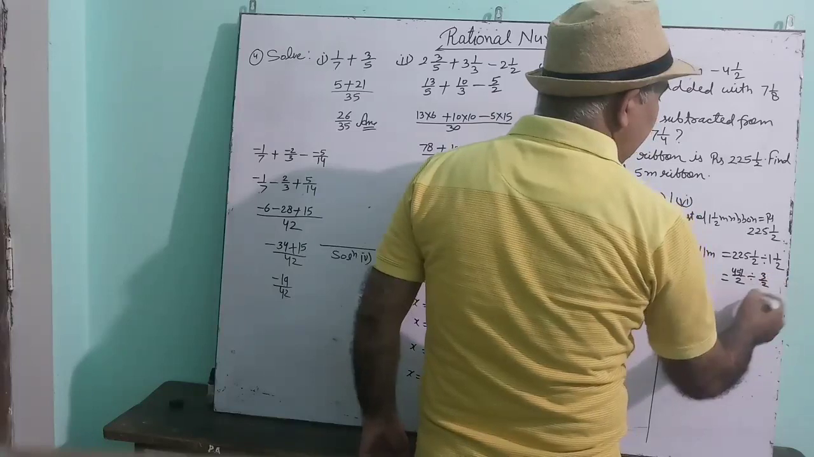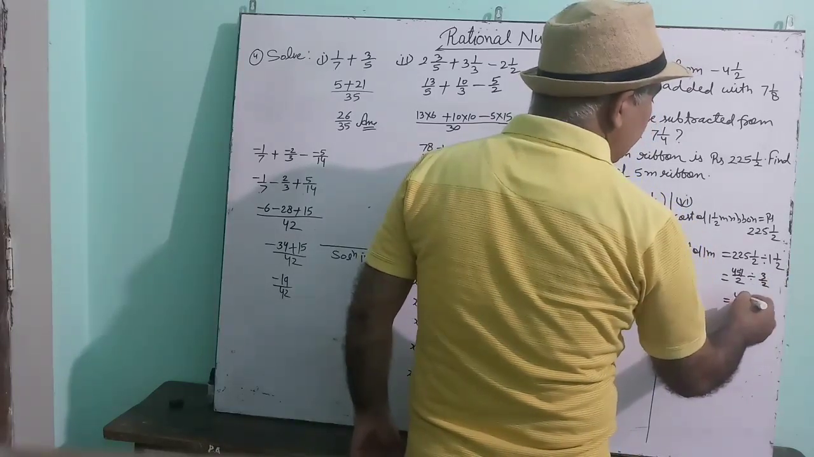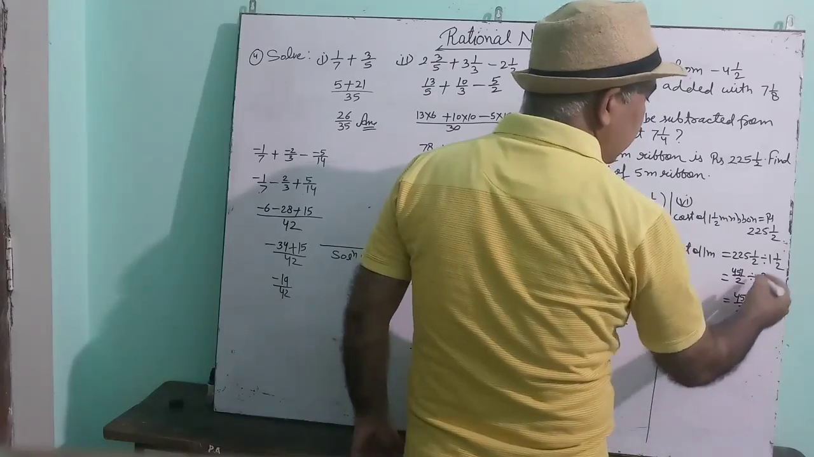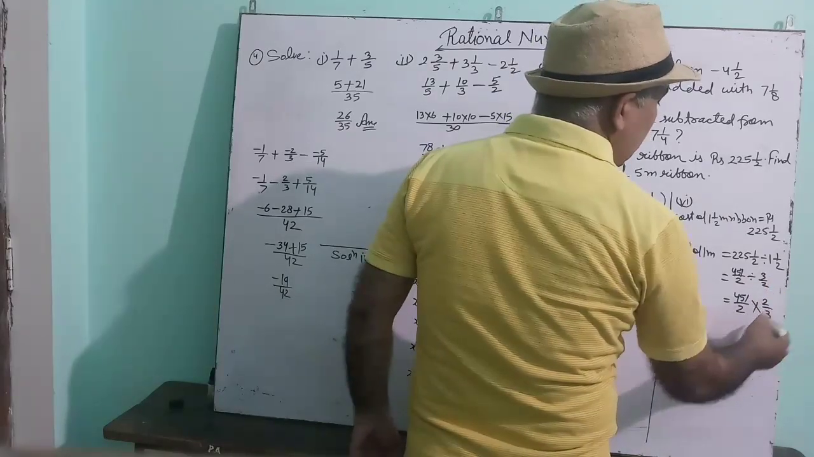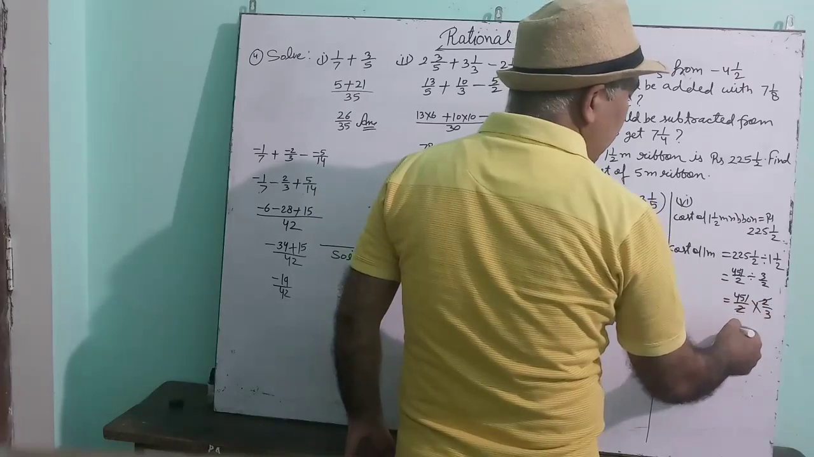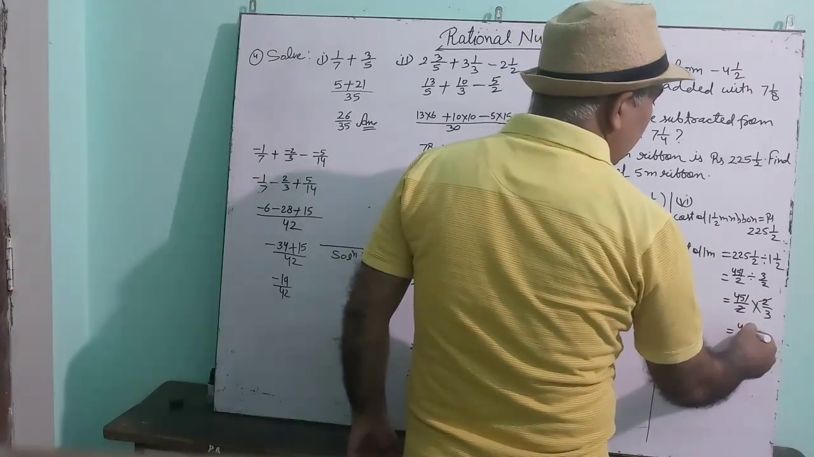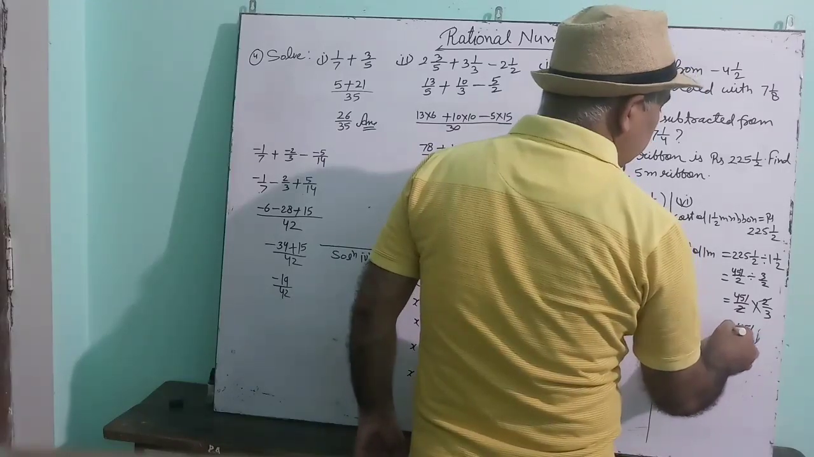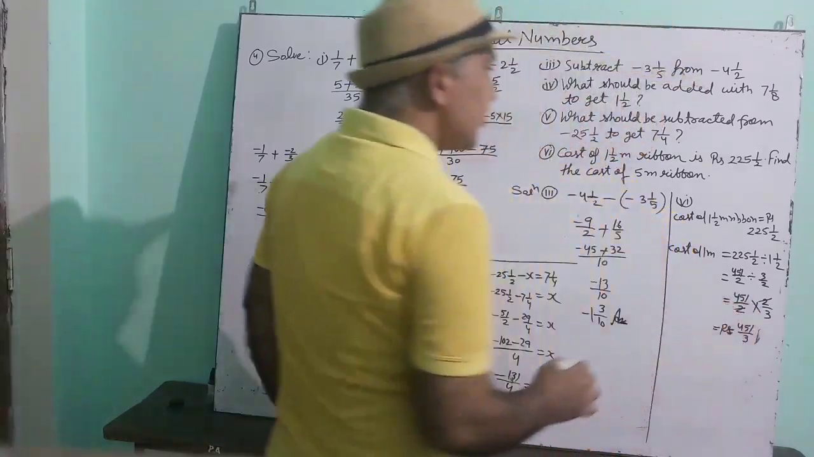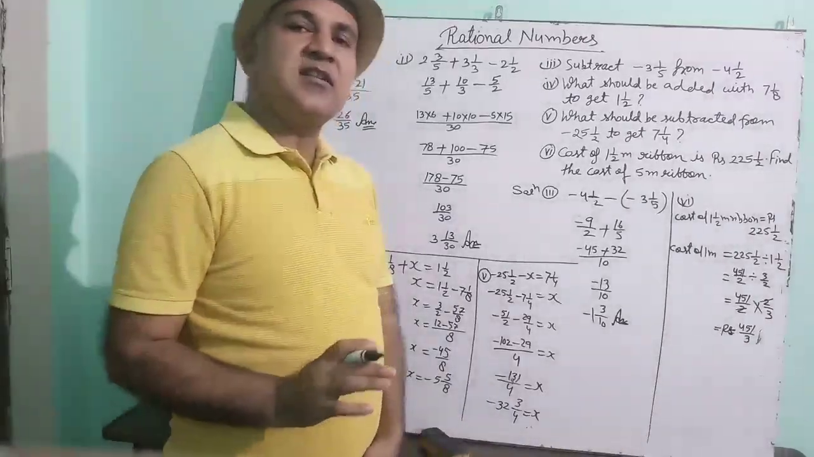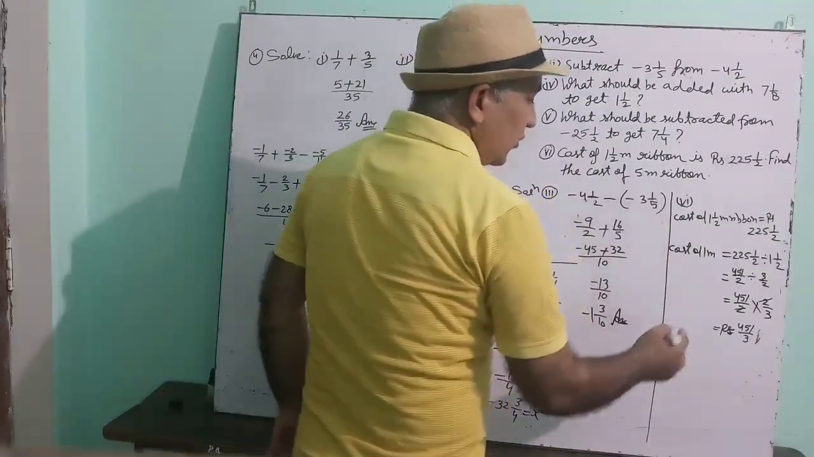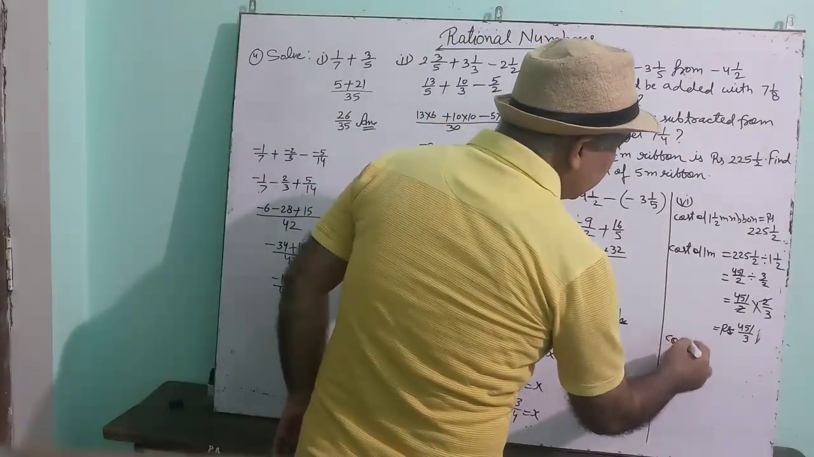3 by 2. Now what is the procedure for solving it? This division is changed into multiplication and the right hand side reciprocal is written. Now 2 and 2 are cancelling each other. 451 upon 3 rupees. This is the cost of 1 meter. But your question is not asking the cost of 1 meter. The question is asking the cost of 5 meter. So what will be the cost of 5 meter?